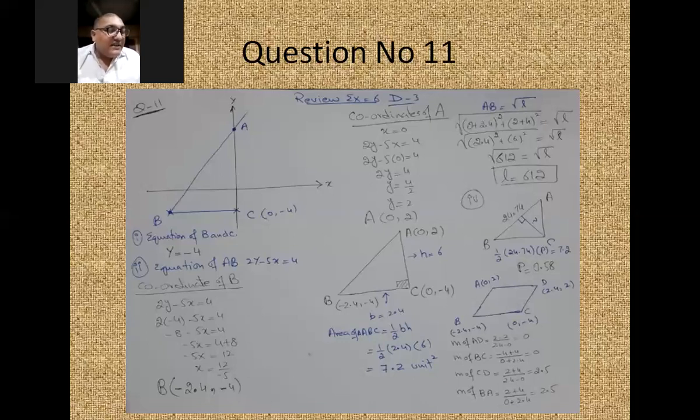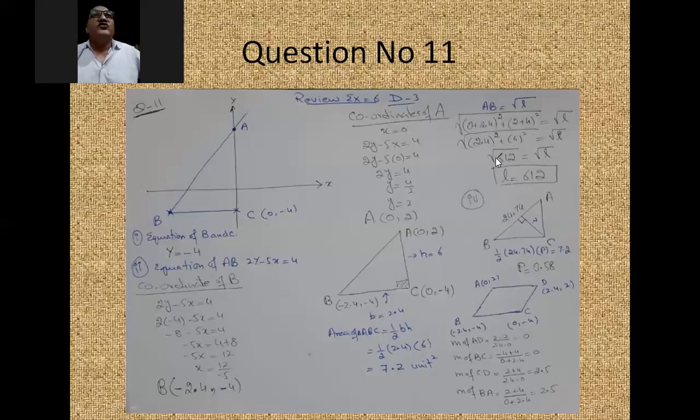The third part is given that the length of AB is under root L units. Find the value of L. So it is given that the length AB is equal to under root L. The length AB, I know the coordinates of A and B. I will apply the distance formula on A and B and make it equal to under root L. So it will be 0 minus 2.4, that will be 0 plus 2.4 whole square, plus 2 minus minus 4 whole square, under root over it. So it will be 2.4 whole square plus 6 whole square equals under root L.